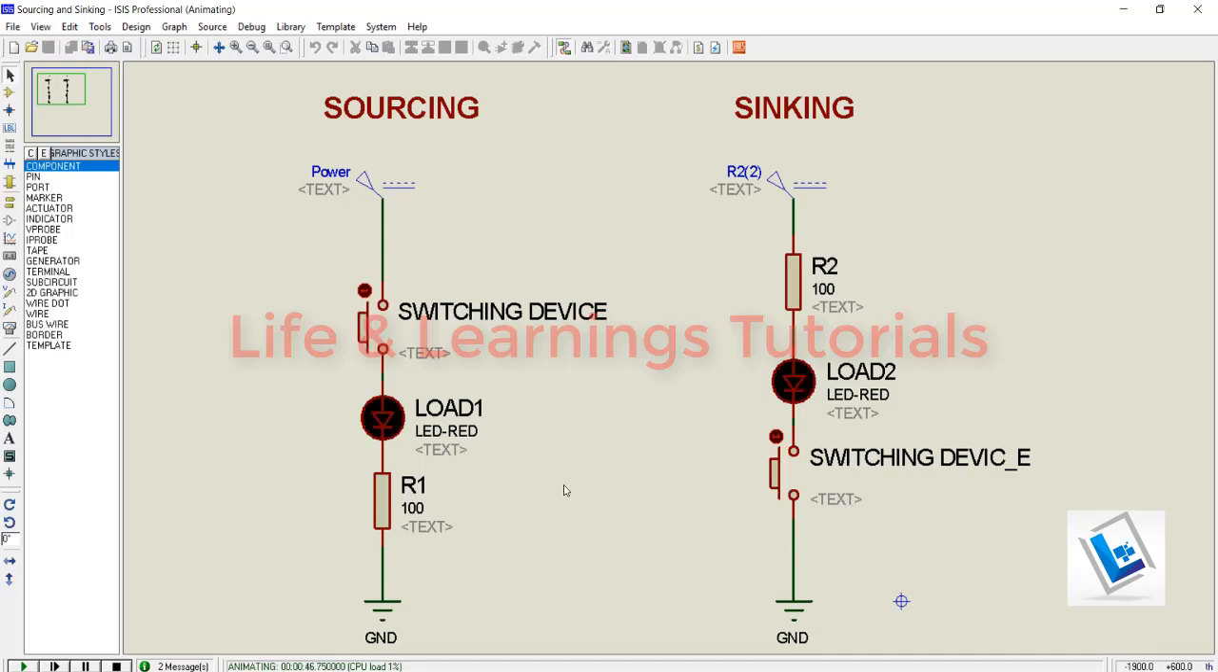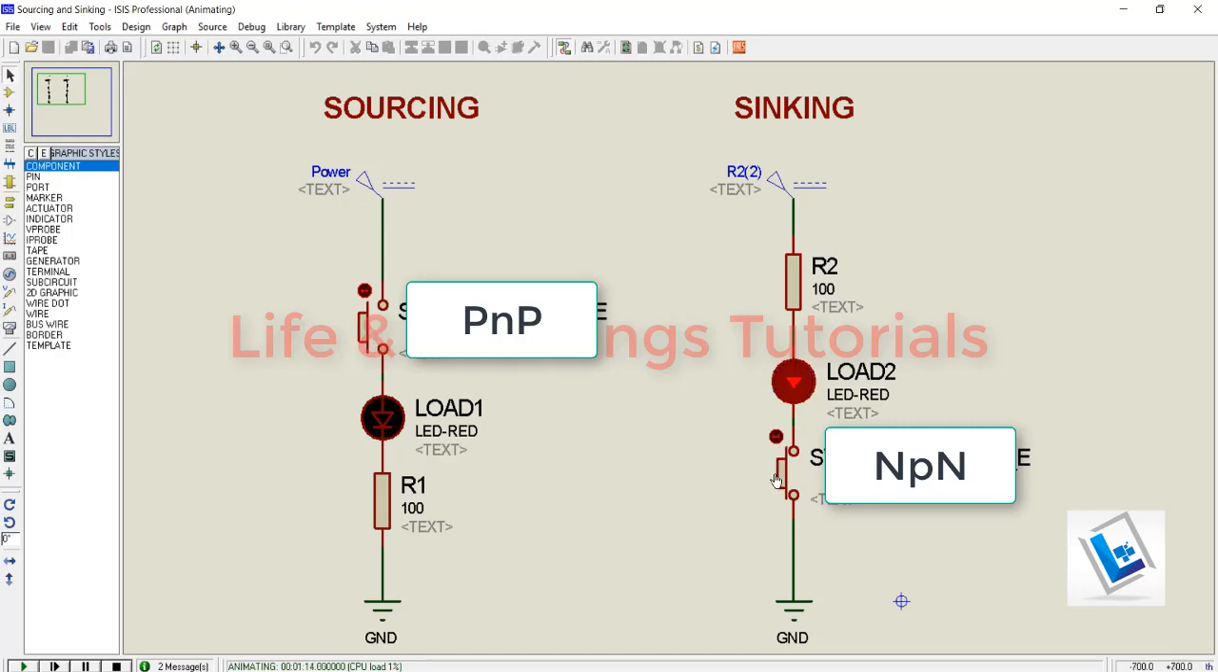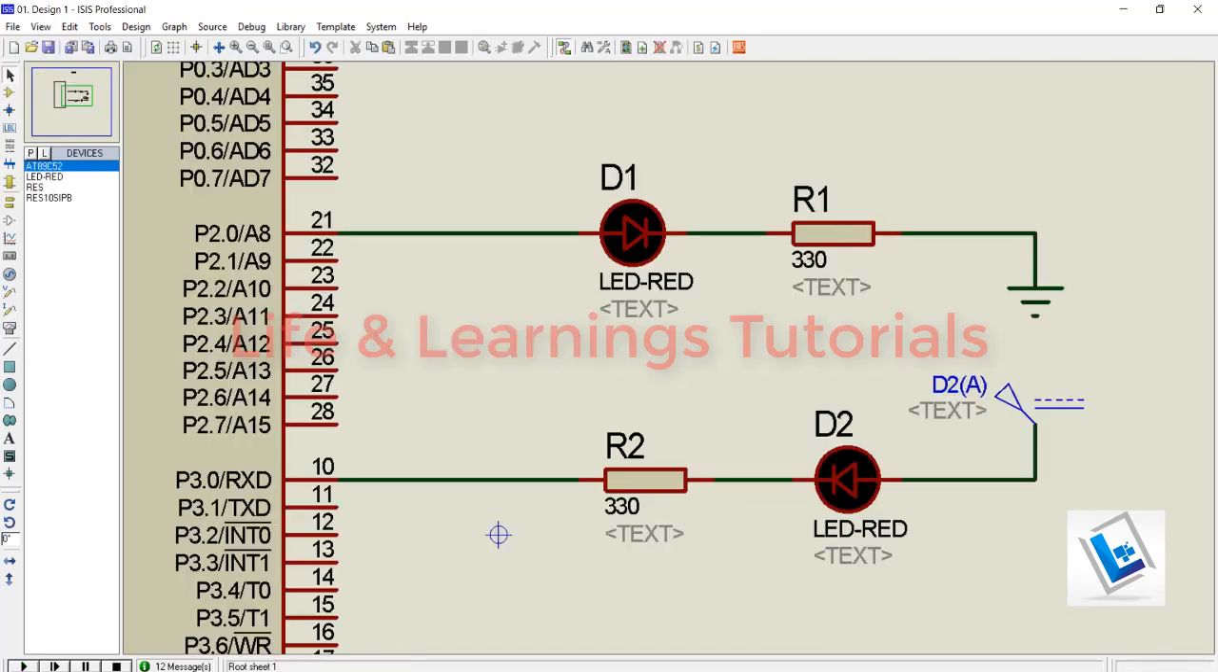Suppose our load requires around 1 ampere of current, and we must use a switching device which can handle 1 ampere current easily. The second thing is that if we are going to use a transistor, then we will use a PNP transistor for sourcing and an NPN transistor for sinking.